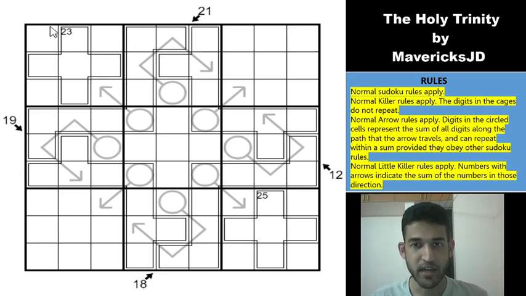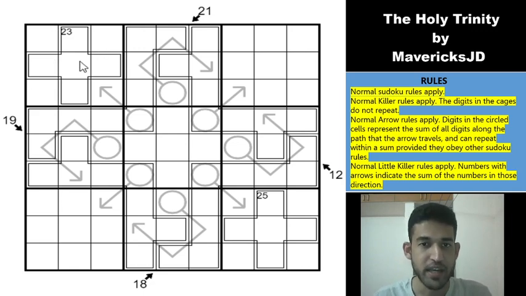So the rules are: classic rules apply. Each row, each column and each 3x3 box will have digits 1 to 9 without repetition. Killer rules apply. Digits inside the cages can't repeat and they sum up to the clue given in the top left corner. However, there are some cages where you don't have the clues. In those cases, the non-repeating part alone applies.